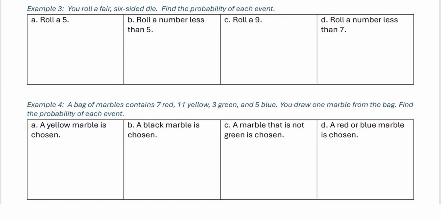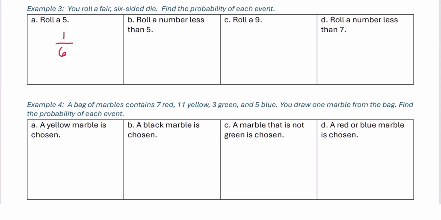In example 3, we are rolling a fair die. Assuming we're looking at a regular six-sided die, we want to find the probability of each event. So the probability that we roll a 5. We want to take the possible ways that can happen. There's only one way to roll a 5, divided by the number of possible outcomes of rolling a die. The total number of outcomes for rolling a die is 6, because you could get 1 or 2 or 3 or 4 or 5 or 6.